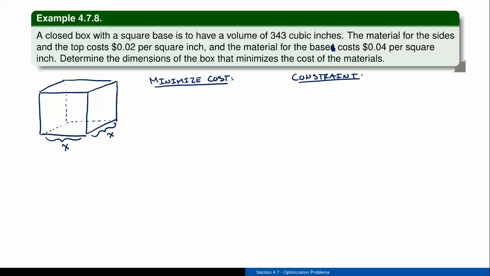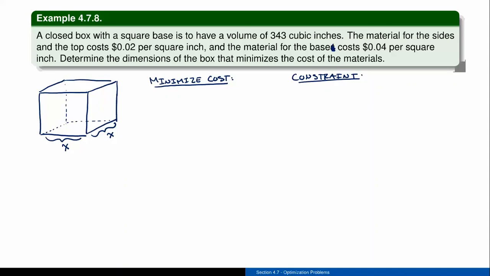Alright, so in this problem we're again going to be looking at one of these classic optimization problems, except in this problem we're actually going to be trying to minimize something. And the thing we're going to be minimizing is related to cost.